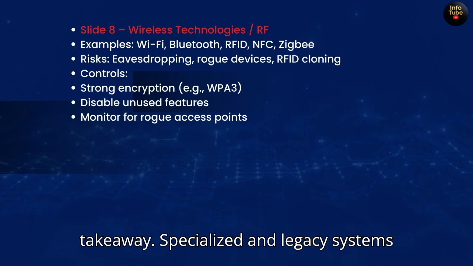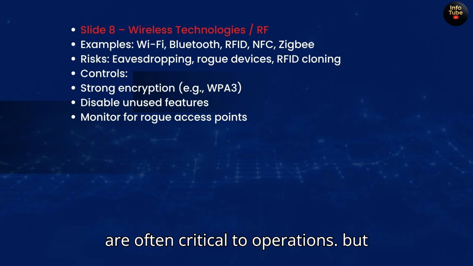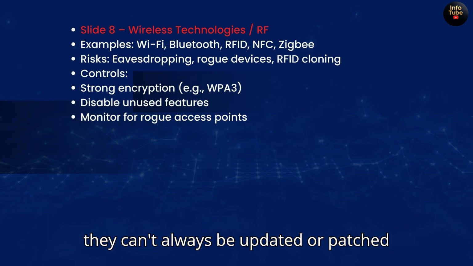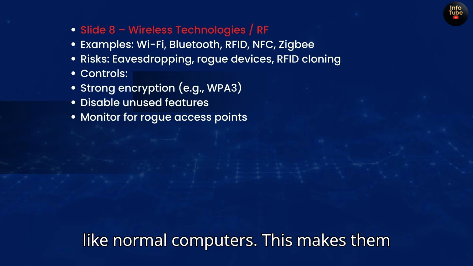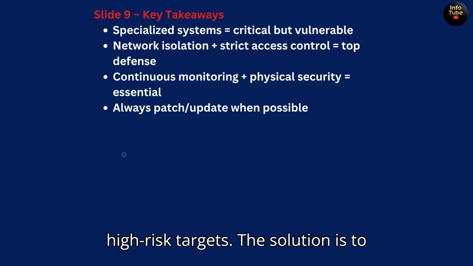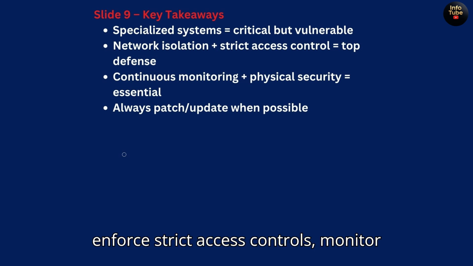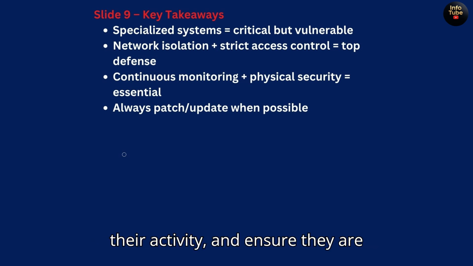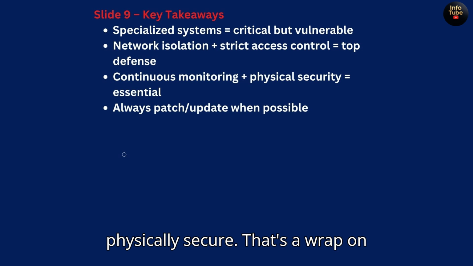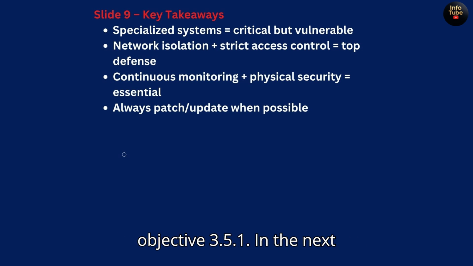Specialized and legacy systems are often critical to operations, but they can't always be updated or patched like normal computers. This makes them high-risk targets. The solution is to isolate them from regular networks, enforce strict access controls, monitor their activity, and ensure they are physically secure. That's a wrap on Objective 3.5.1.